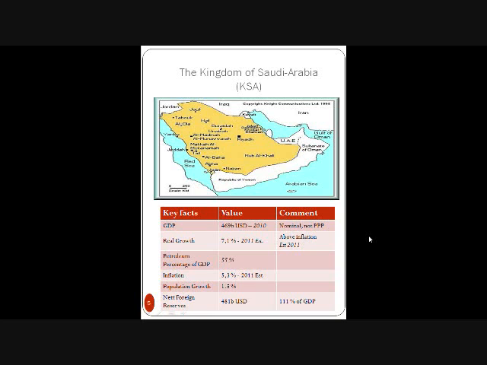I jumped over petroleum percentage of GDP, which is 55%. Population growth is a healthy 1.5%. That is quite a bit coming from a Western perspective. Net foreign reserves are at 481 billion US dollars. The last couple of years, we have seen quite high oil prices. Even despite the global downturn and the recession, oil prices have been relatively resilient, allowing Saudi Arabia to run budget surpluses, pay back debt, and now build up net foreign reserves.